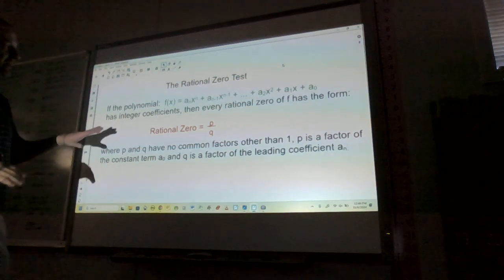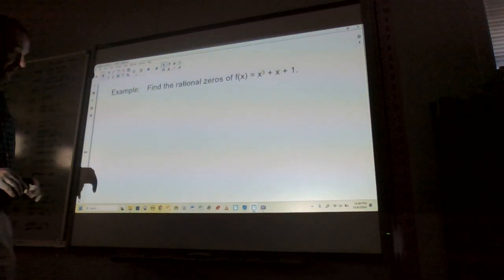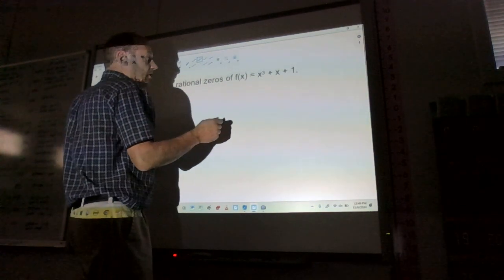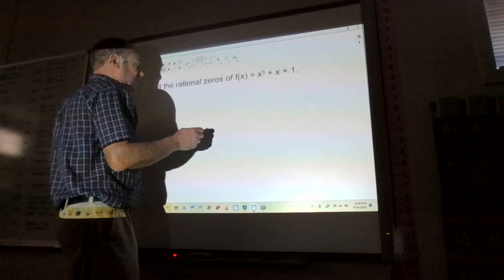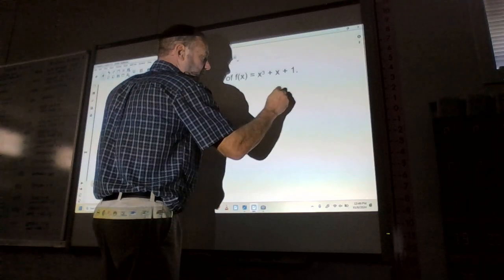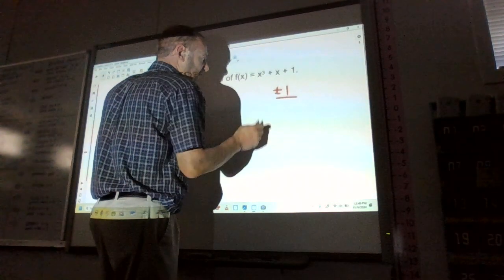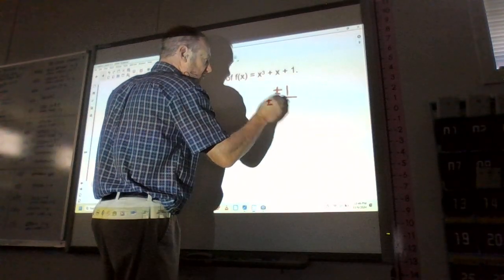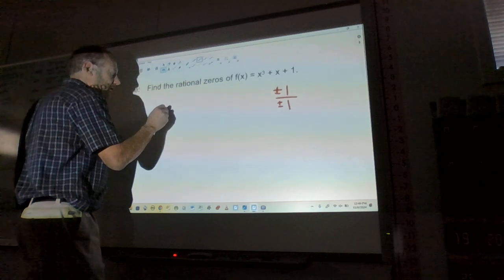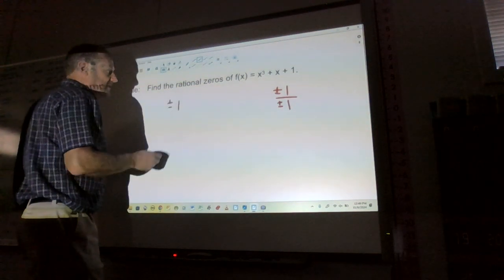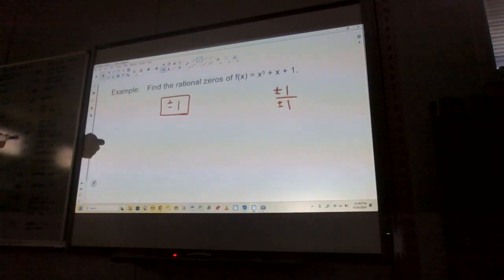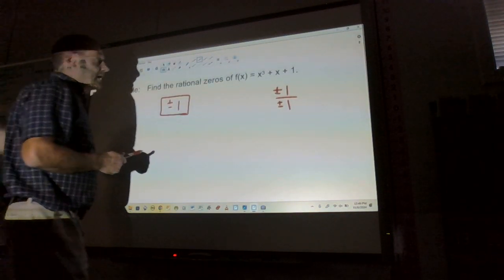Okay, so that might not make a whole lot of sense just yet, but if we look here at this one, we want all the possible rational zeros of this equation. It would be factors of 1, which would be plus or minus 1, divided by factors of the leading coefficient, which is 1 also, plus or minus 1. So my only choices here are plus or minus 1. That's it. That's the possible rational solutions to this. Now, they may or may not work.